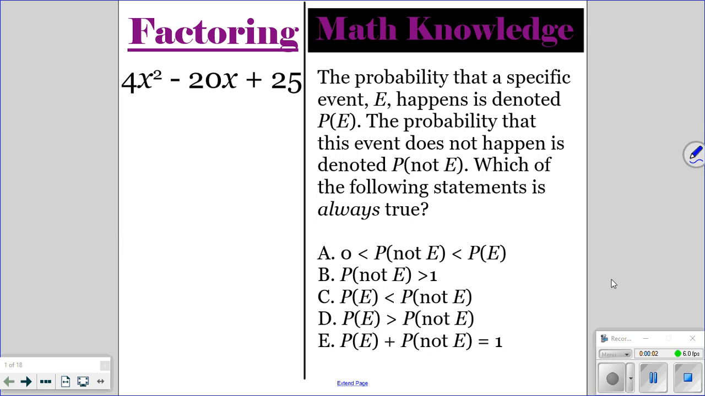Alright, so y'all go ahead and do the factoring and the math knowledge question for today. Pause the video, and then once everyone is finished, you can unpause the video, and I'll go over the correct answers. So for the factoring, you're going to do remove, replace, reduce.